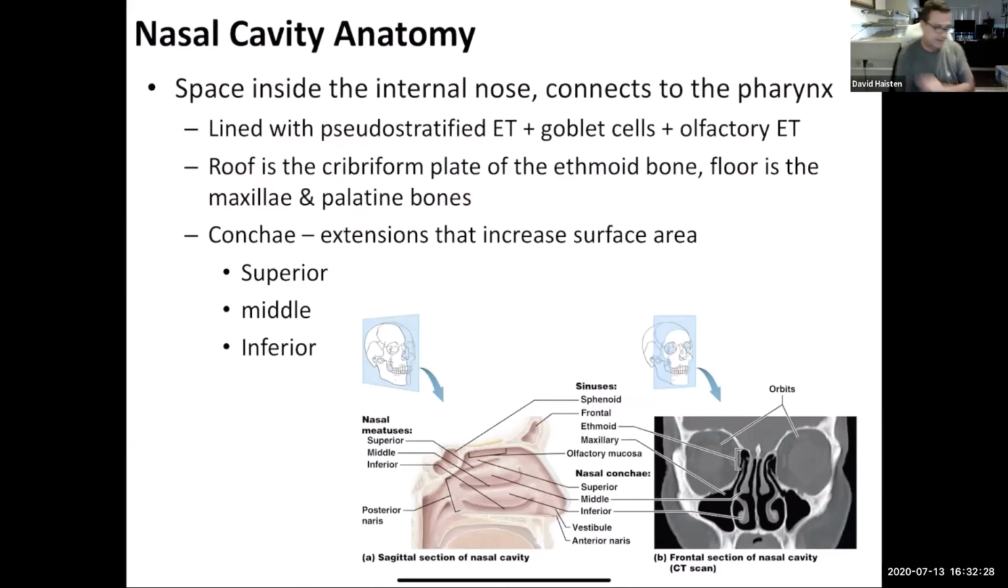Okay. Here's a micrograph to show you these turbinates. Superior, middle, and inferior nasal conchae. And you have these meatuses, superior, middle, inferior nasal meatus, the channels. Okay, your nasal cavity. Inside of it, you have the olfactory epithelium. And it's basically pseudostratified epithelial tissue.